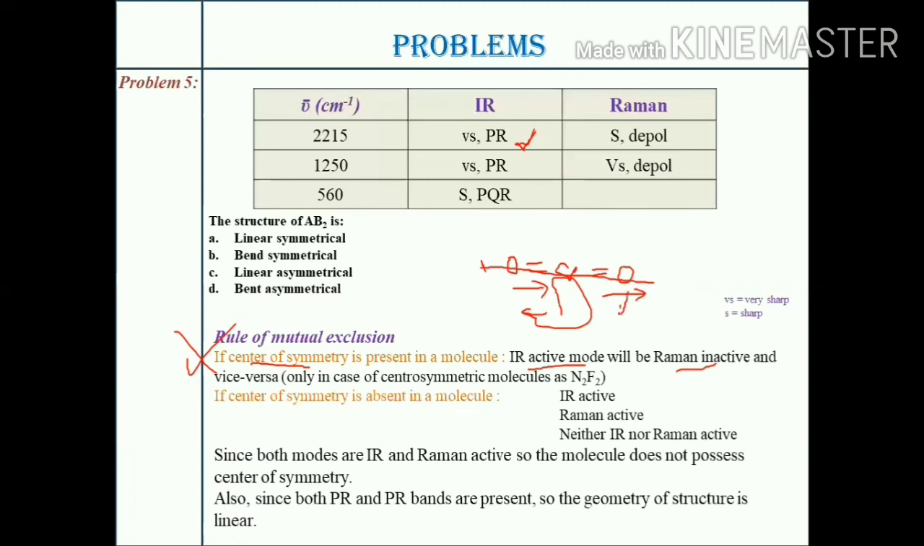In these molecules, the bond length remains the same, but the bond angle changes. So the oxygen will bend down and back and forth and back and forth. So the bond angle is changing in the bending mode of vibration.